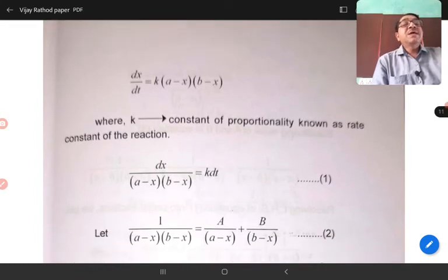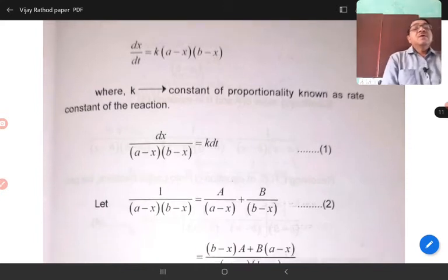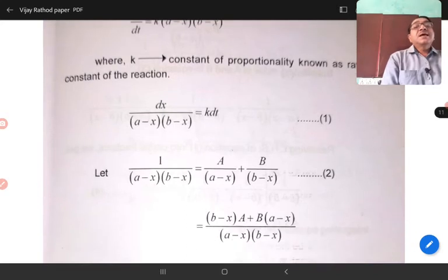When we simplify it, taking a minus x and b minus x on the left hand side and k into dt on the right hand side, we label this as equation number 1. So here let 1 upon (a minus x) into (b minus x) be equal to A upon (a minus x) plus B upon (b minus x). So this is equation number 2.